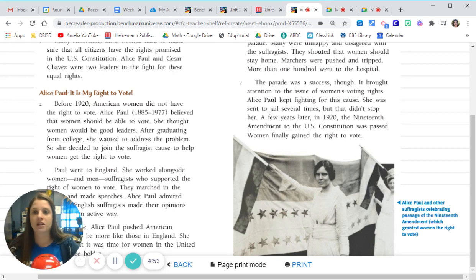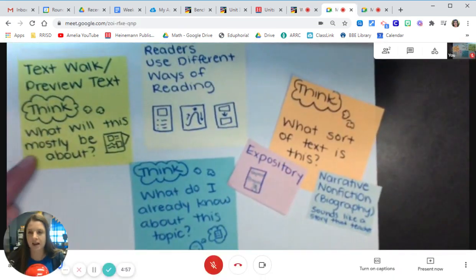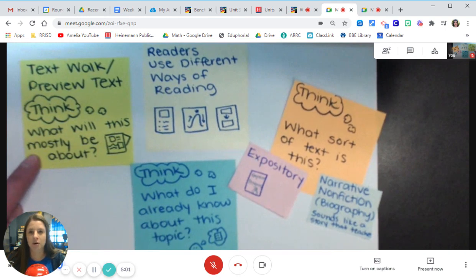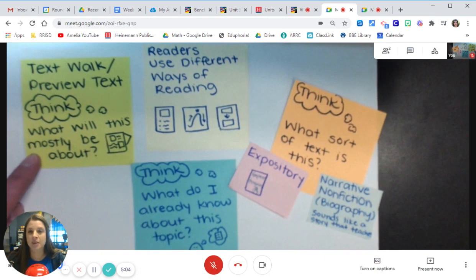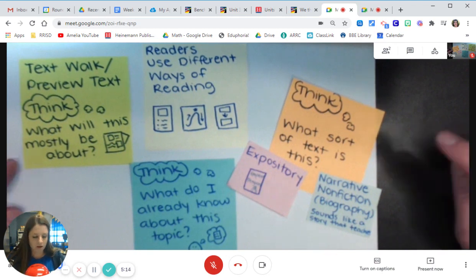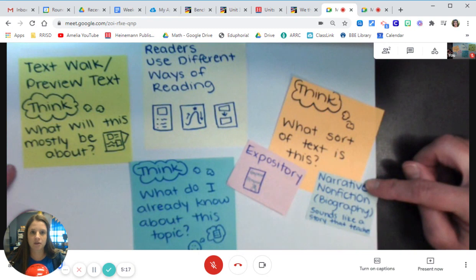So thinking about our different strategies, we've previewed the text. What do you think this text is mostly going to be about based on our preview? I'm thinking it's going to be mostly about women's rights to vote. I did notice that there was another person mentioned in the title, Cesar Chavez, so I'm wondering what we're going to learn about him. Also, I'm thinking that this is probably going to be a narrative nonfiction.